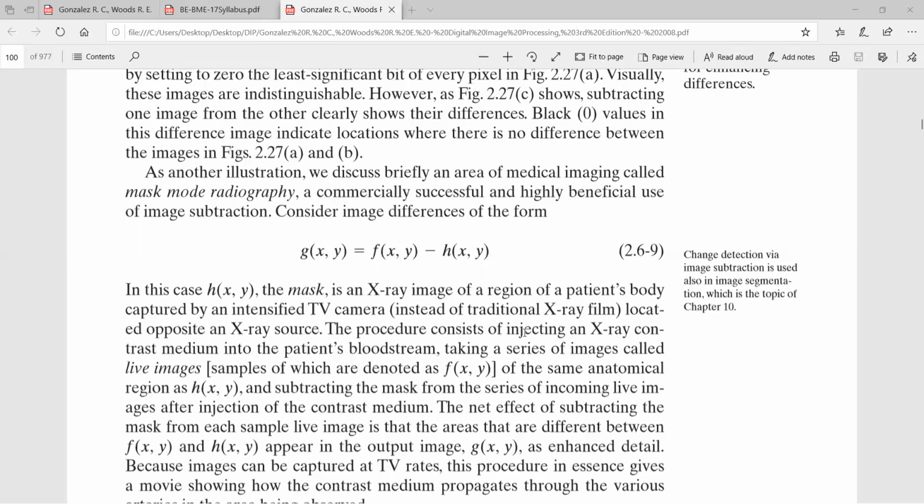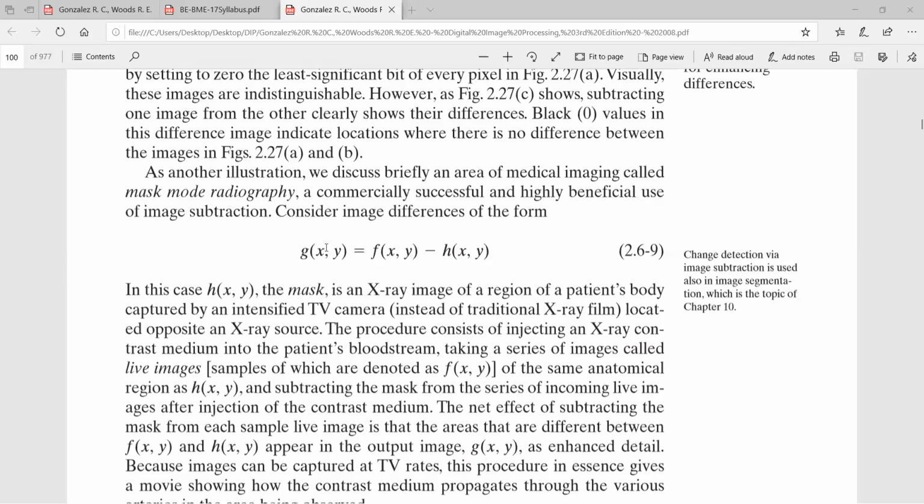The procedure then consists of injecting an X-ray contrast medium into the patient's bloodstream, and taking a series of images called live images, denoted as f of x,y, of the same anatomical region as h of x,y, and then subtracting the mask from the series of incoming live images after injection of the contrast medium. So I'll repeat again. h of x,y is a mask. It is an image of a region of a patient's body captured by an intensified camera. First you capture an image, then you inject the contrast medium into the patient, and then take a series of images of the same anatomical area, subtract the mask from these, and what you get is the differences.